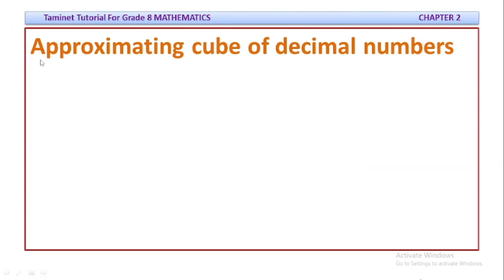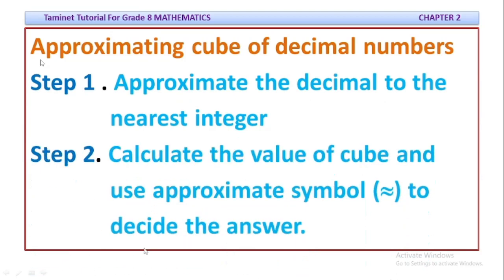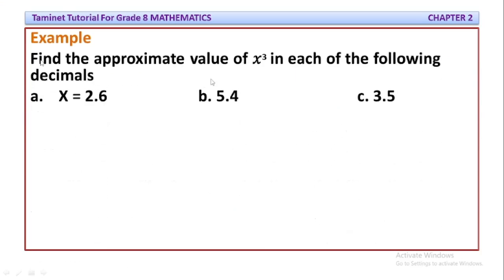Approximating the cube of a given decimal number. Step 1: approximate the decimal to the nearest integer, calculate the value of the cube, and use the approximate symbol to decide the answer. Example: find the approximate value of x cubed in each of the following decimals.